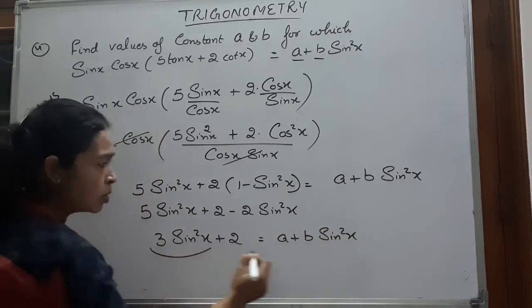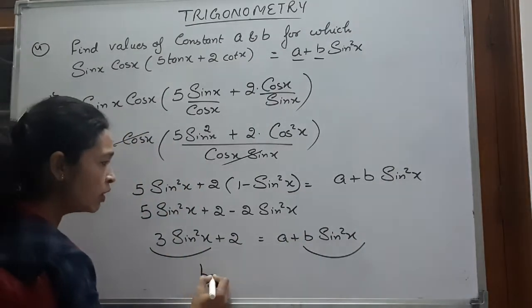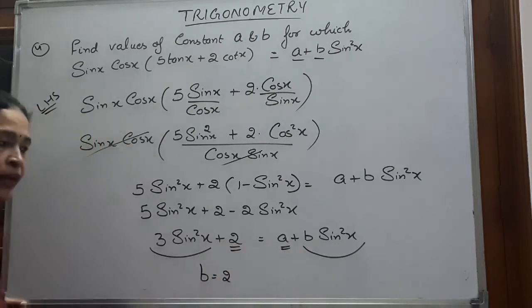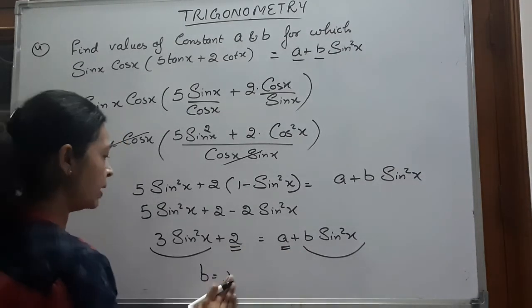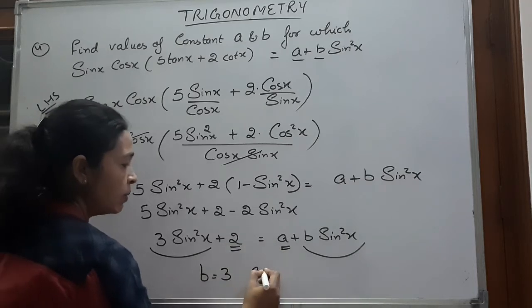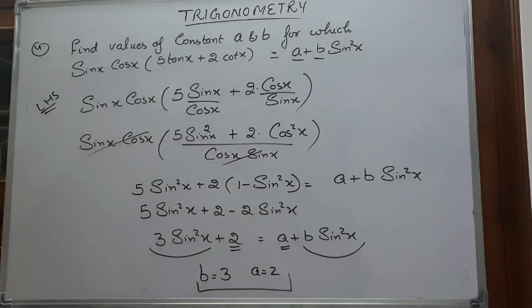On equating the term of sin square x, b sin square x and 3 sin square x, what will be the value of b? b is 3. And equating constant, what will be the value of a? a is 2 and the value of b is 3.